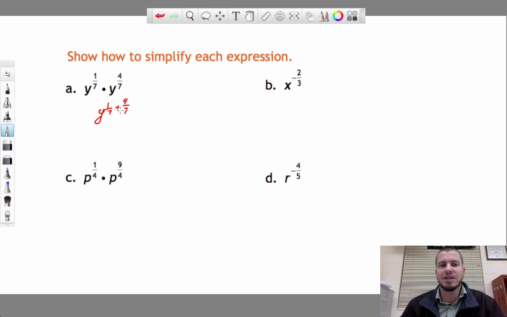In order to add fractions, you have to have a common denominator. So in this case, it's quite easy because the denominators are the same. But if they ever are not, you have to find the common denominator first.